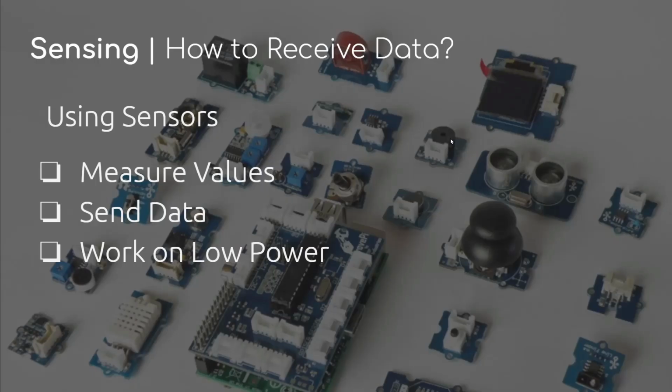Then in sensing, I'll go a little bit deeper. How do we receive data? The first thing is we have to measure the values. Then we have to send the data. How to collect it and send it, and you should work on very low power, which is very important. This last point is most important for us, because if IoT devices consume a lot of power, it becomes very difficult for us to manage the power.